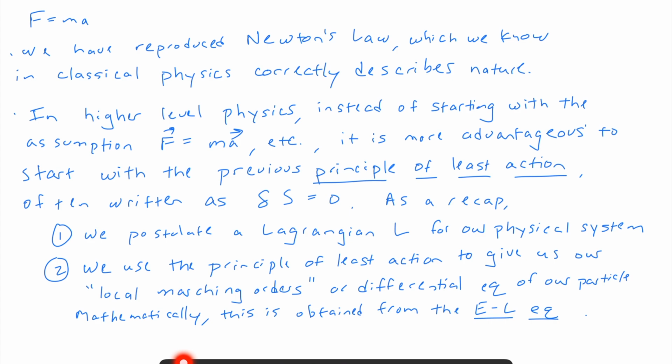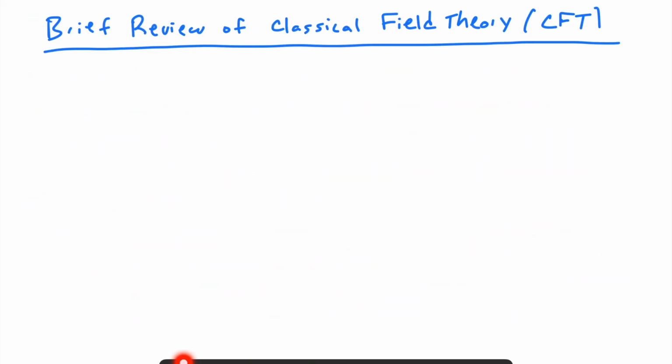We use the principle of least action to give us our, quote, local marching orders, or our differential equations of our particle. Mathematically, this is obtained from the Euler-Lagrange equation. So that's Lagrangian mechanics for a single particle. The same idea can apply to an entire scalar field.